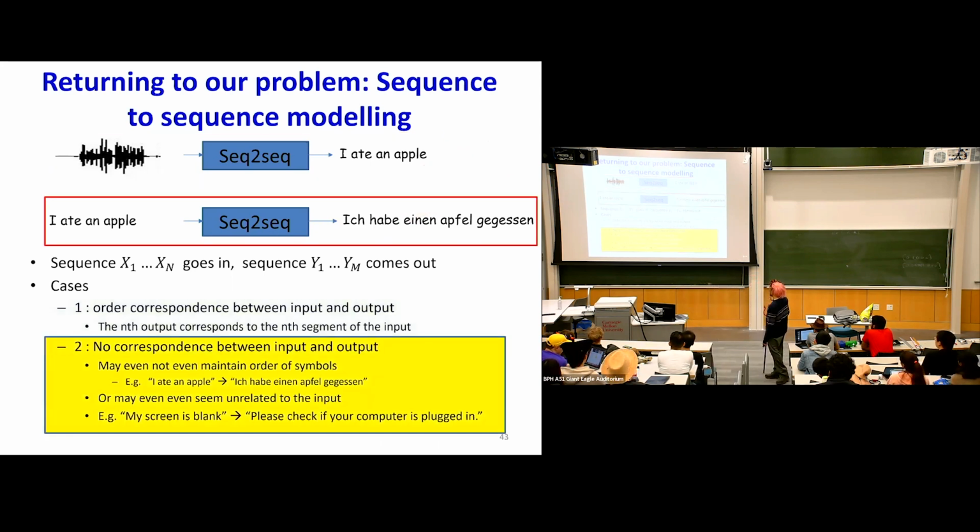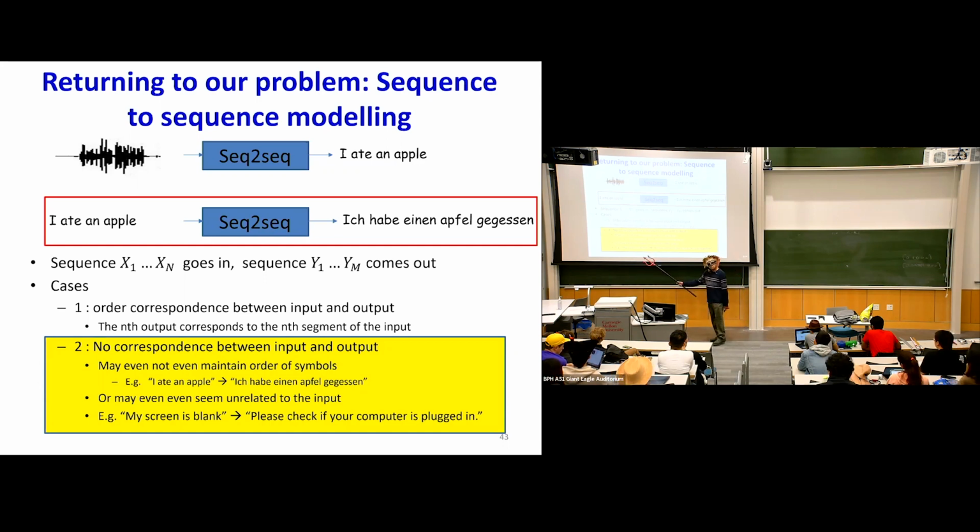The second one is the more interesting problem, really, where there's no guarantee of any kind of correspondence between the output and the inputs. For example, machine translation. I ate an apple, ich habe einen Apfel gegessen. A single word in the input could correspond to multiple words in the output. The order might change.